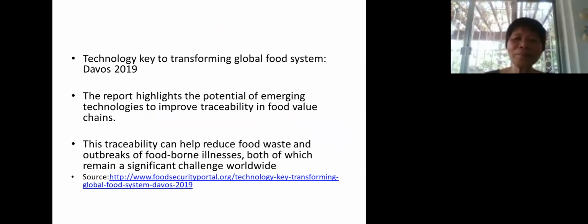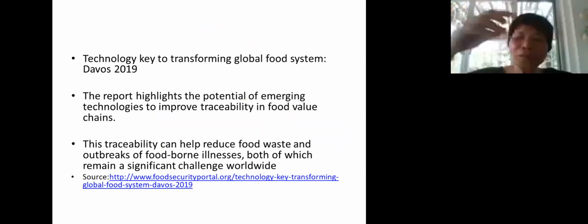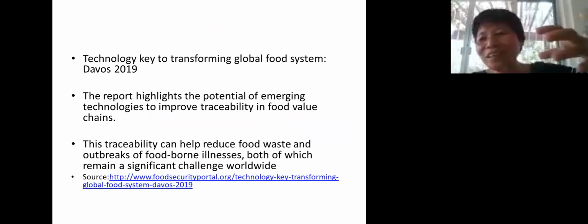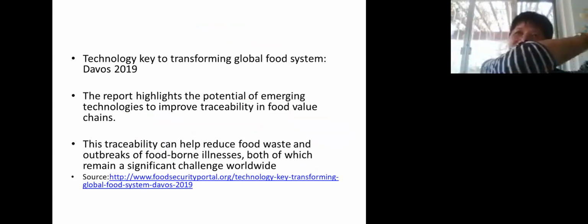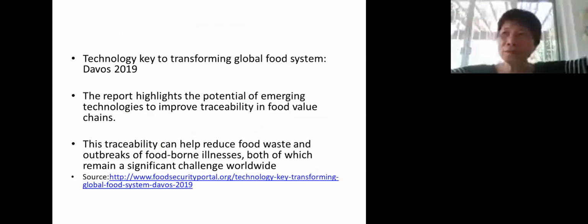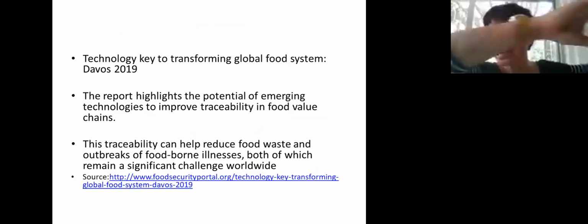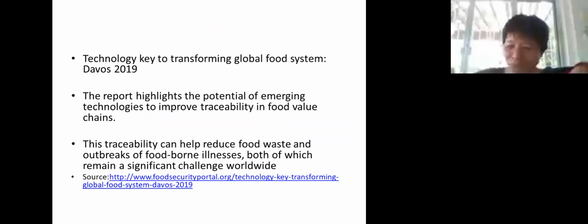Traceability is that you can trace where the food is from, from the farm to the market. You can trace the process until it goes to the table of the households. Where is the food coming from? From the farm to the market to the table of every household.